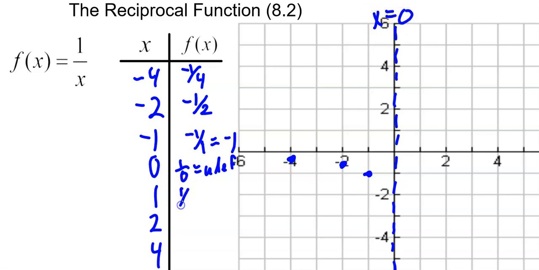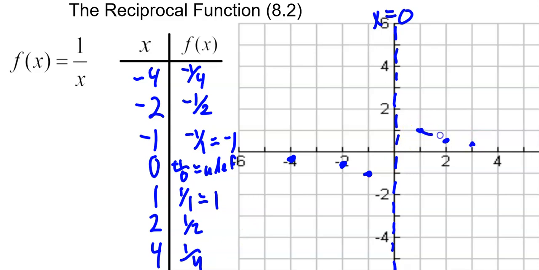And this would be 1 over 1. This, by the way, was -1 over -1, -1 over 0. Actually, that would be +1. Okay, so let's see, 1 over 1 is 1. So 1, 1. 1 over 2 is 1/2, so 1/2. 1 over 4, 1/4.